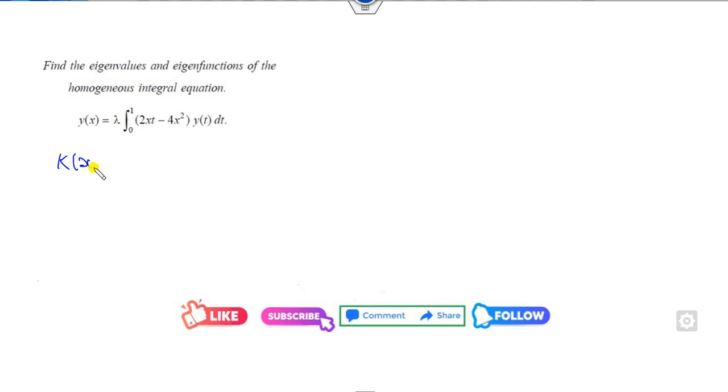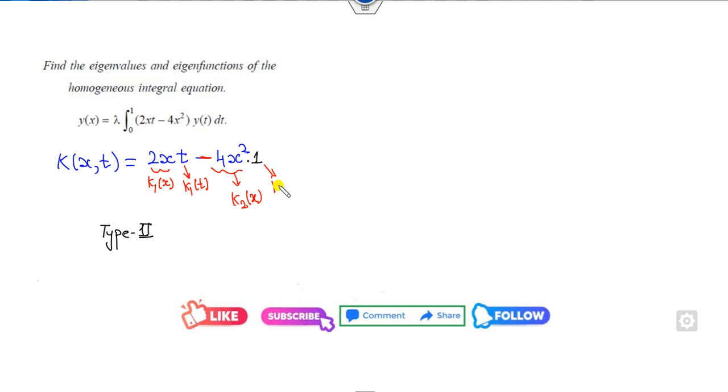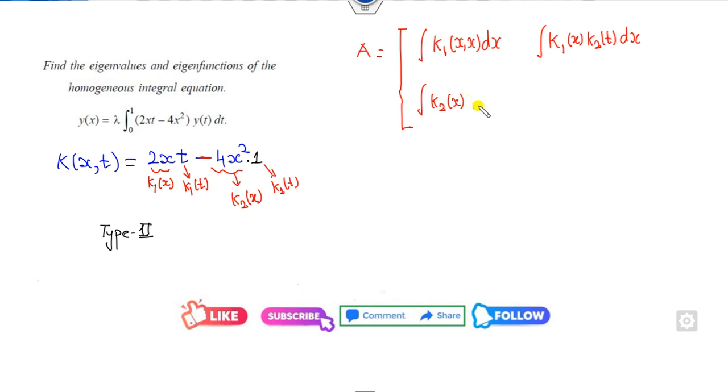Look at this another one. What is my k of x t? That is 2xt minus 4x square. Clearly it is my type 2, because I can write this as a product: this is my k1 of x, this is my k1 of t, and this minus this is my k2 of x, this is my k2 of t. So what is my A? I can write it as the integration of k1 x comma x, with entries 1 2 and 2 1, and this is k2 x comma x of dx.